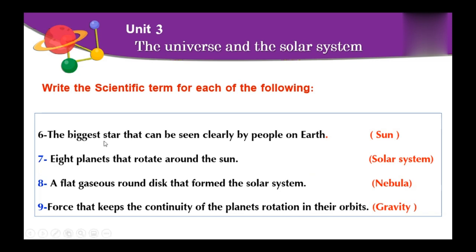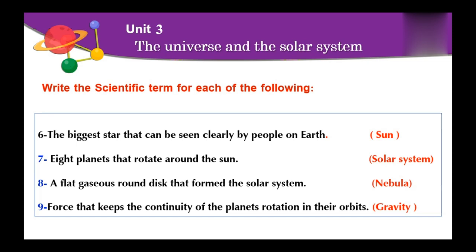The biggest star that can be seen clearly by people on Earth. It is Sun. Yes. 8 planets that rotate around the Sun. Solar system. Number 6: biggest star that can be seen clearly by people on the Earth.